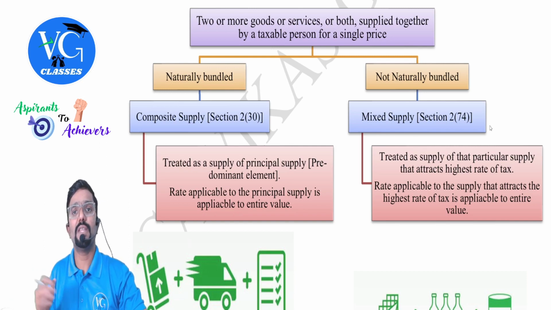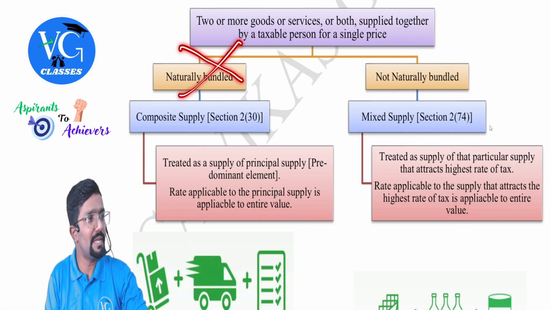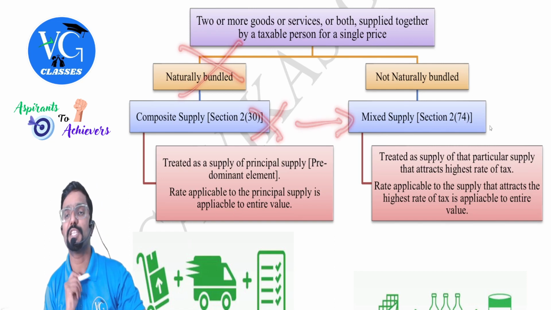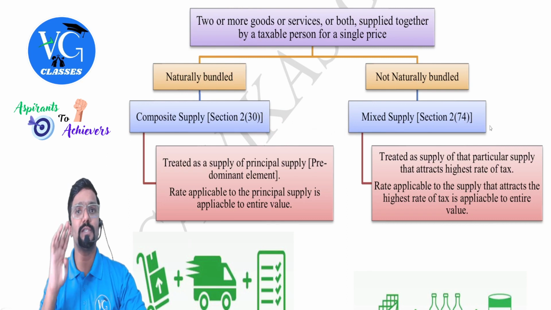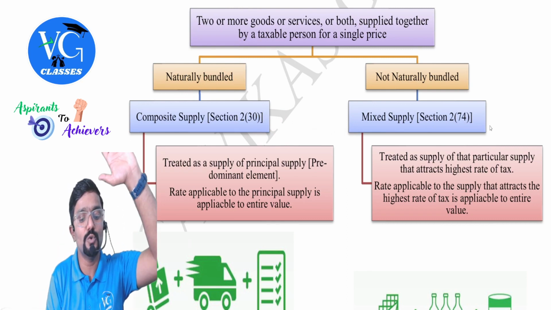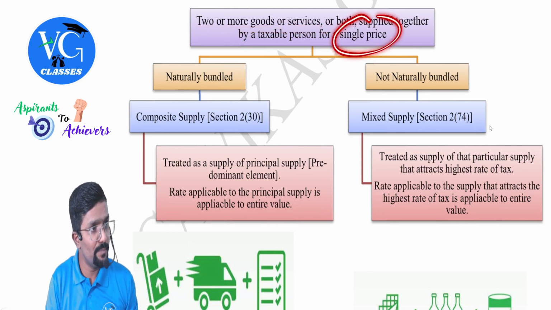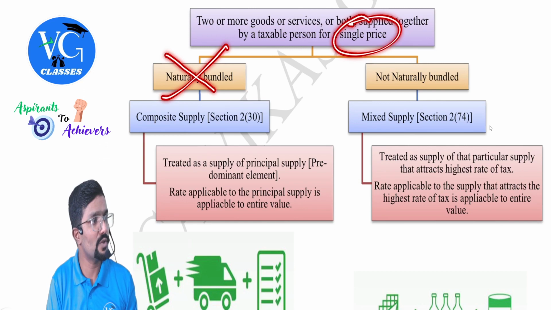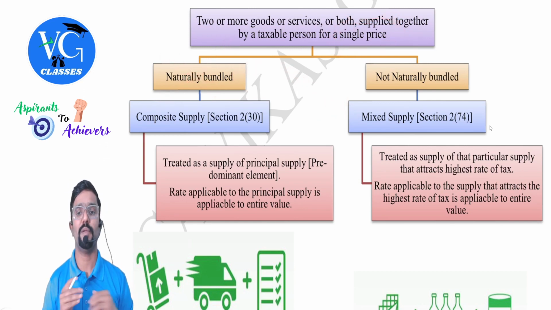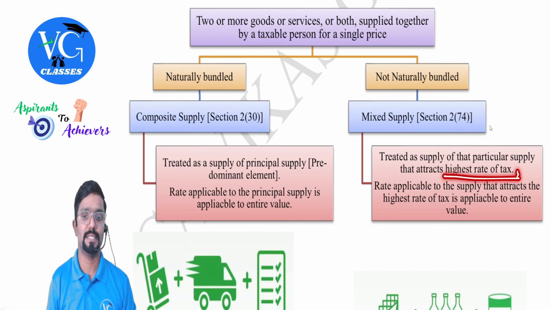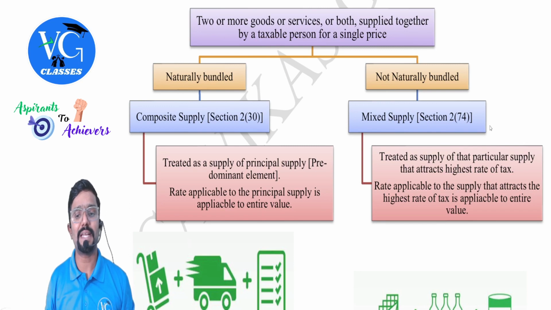Sir, when do I decide whether a supply is a mixed supply? When it is not naturally bundled, it cannot be a composite supply. Automatically it will be what? Mixed supply. Mixed supply means two or more goods or services supplied together for a single price, but not naturally bundled. So automatically it becomes a mixed supply, treated as a supply of that particular supply that attracts the highest rate of tax. The rate applicable to the supply that attracts the highest rate of tax is applicable to the entire value.